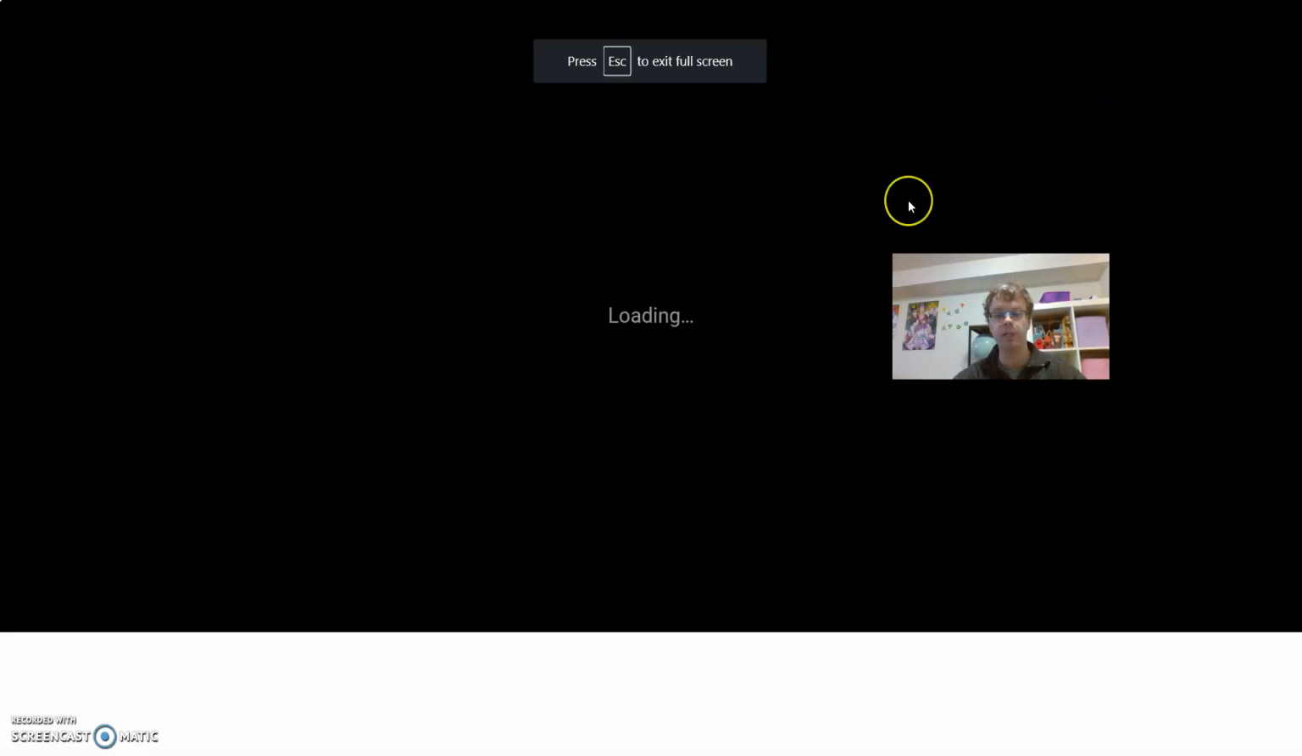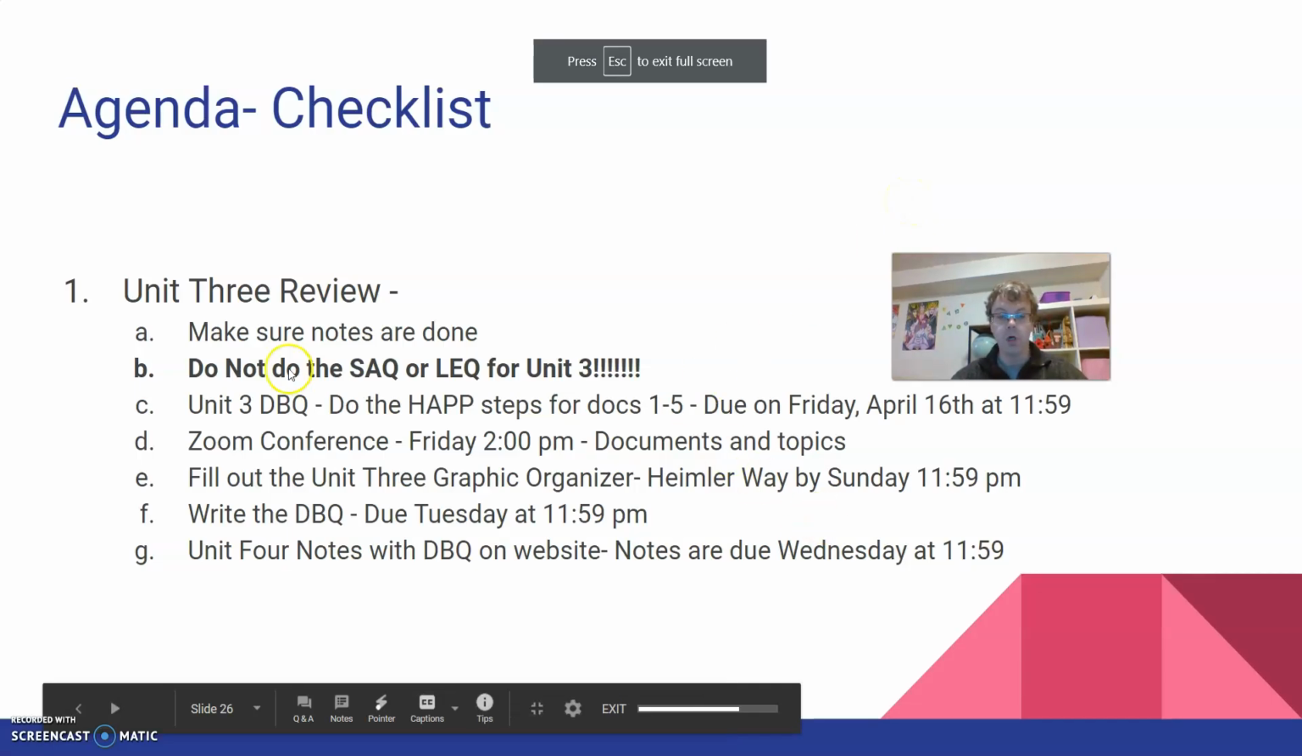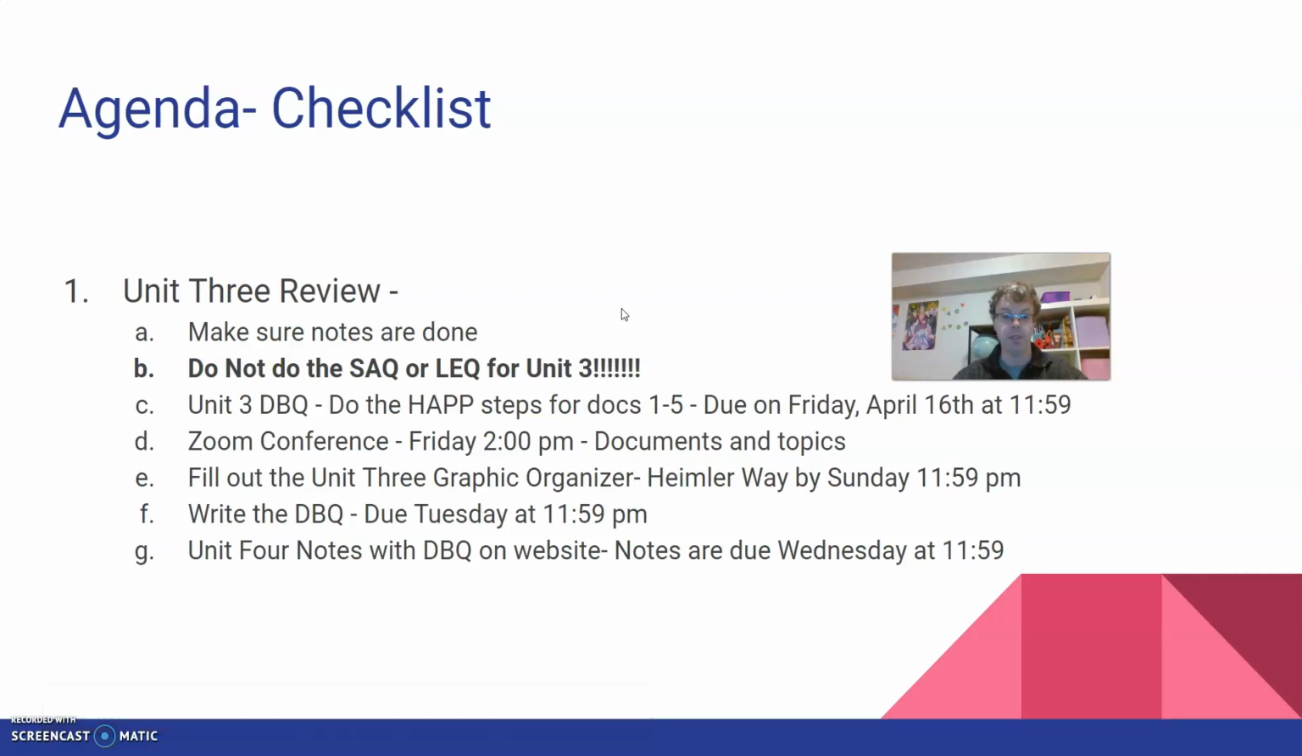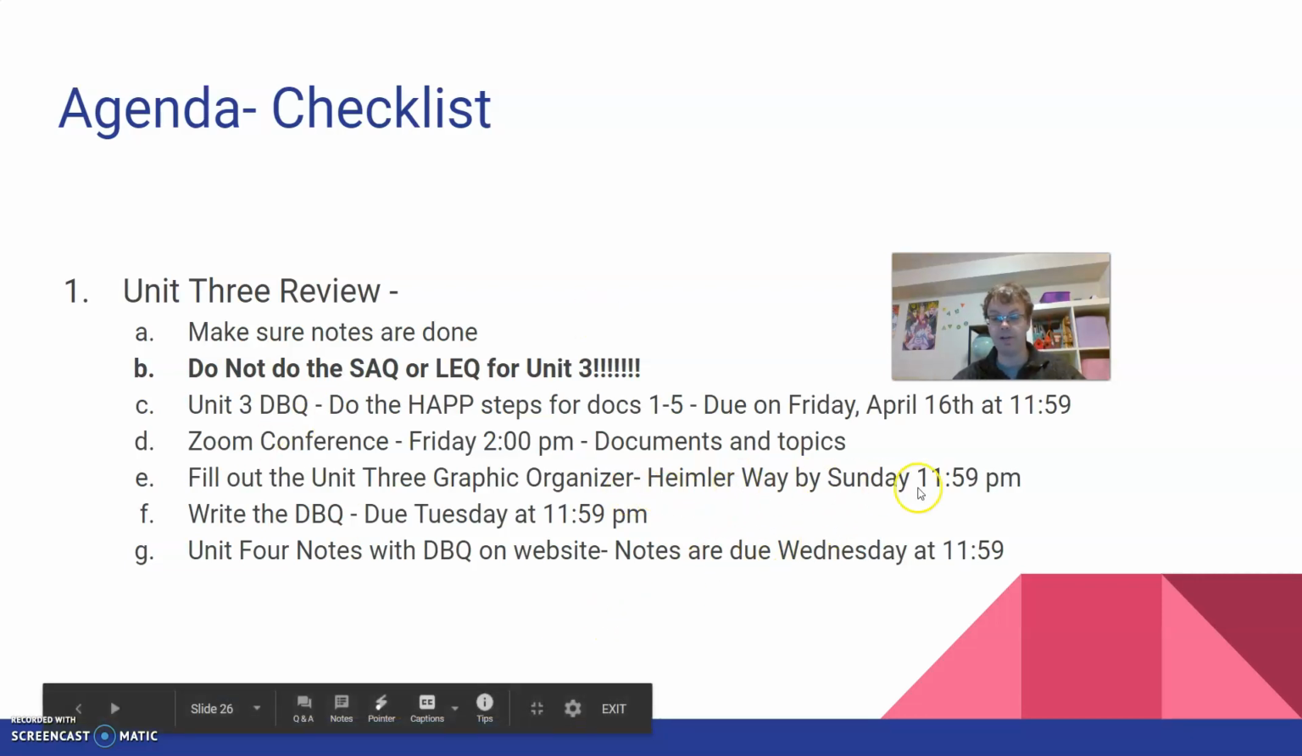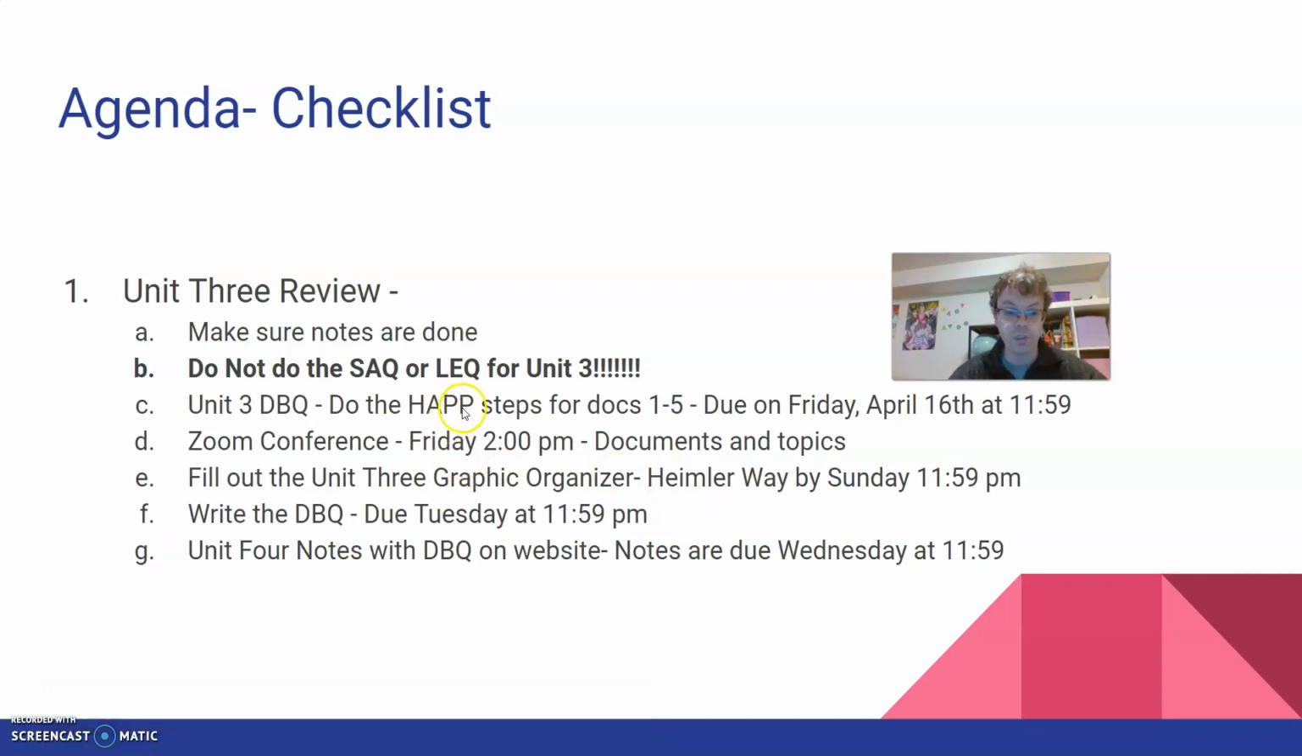And so here is basically what needs to be done. All of this should be done already. If you're behind, get caught up. Make sure you get the Heimler way graphic organizer done. Make sure that you get the Unit 3 DBQ done. And your DBQ is going to be due Tuesday at 11:59, the Unit 3 5-document DBQ based on what our AP exam will actually be like.